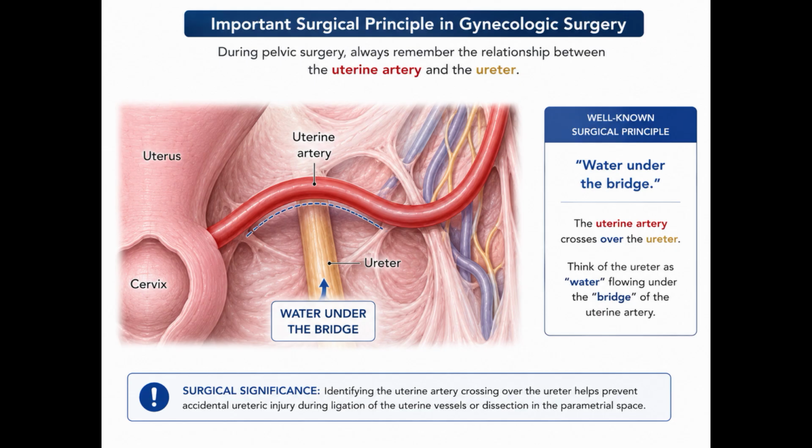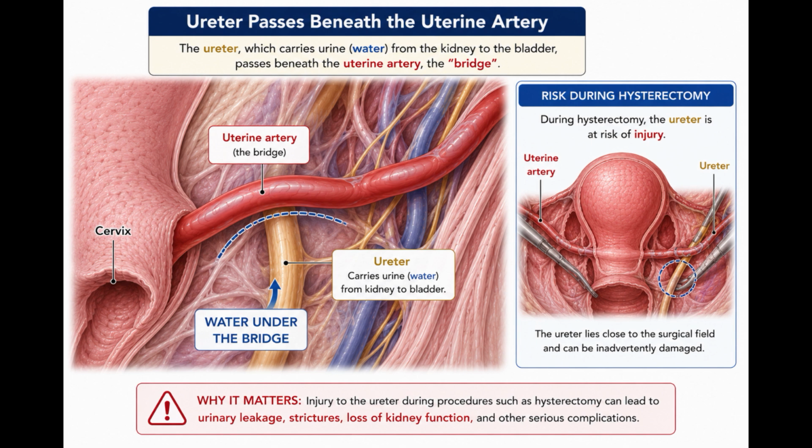A well-known surgical principle states, water under the bridge. Here, the ureter, which carries urine, or water, from the kidney to the bladder, passes beneath the uterine artery, the bridge. Remembering this relationship is essential because the ureter is at risk of injury during procedures such as hysterectomy.